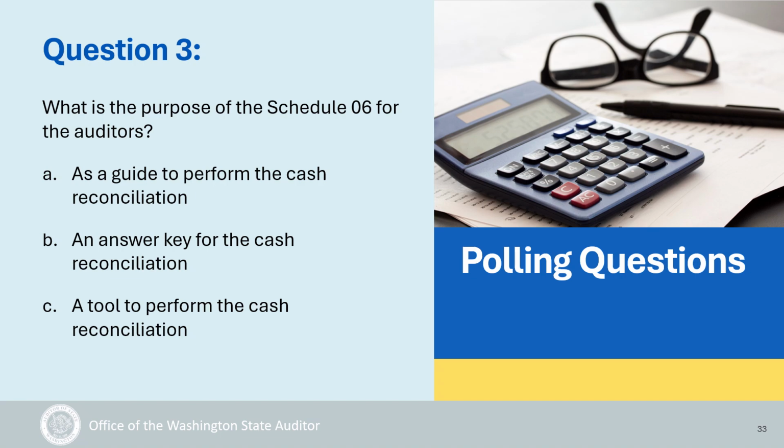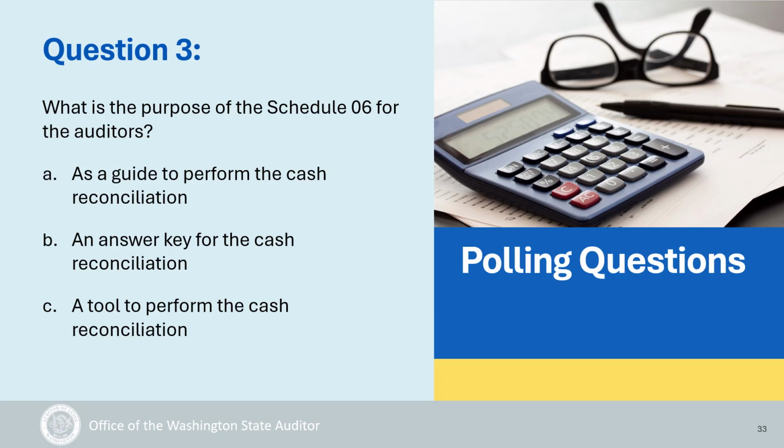Question 3. What's the purpose of the Schedule 06 for auditors? A. To be used as a guide to perform the cash reconciliation. B. To be used as an answer key for the cash flow reconciliation. Or C. As a tool to assist in performing the cash flow reconciliation.